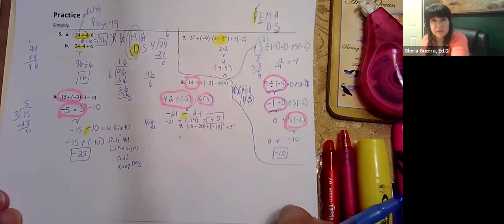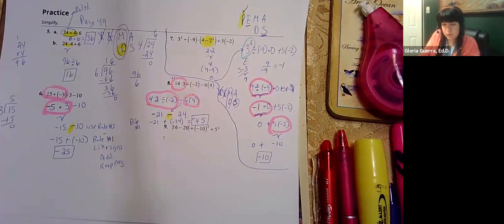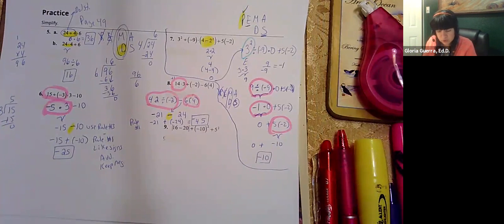Okay, so then go ahead and pause the video and work number 9. And then when you come back, we'll show the answer for 9. Okay, class. And 9, we should get, I think, 129. 9, we should get 129. Did you get that?